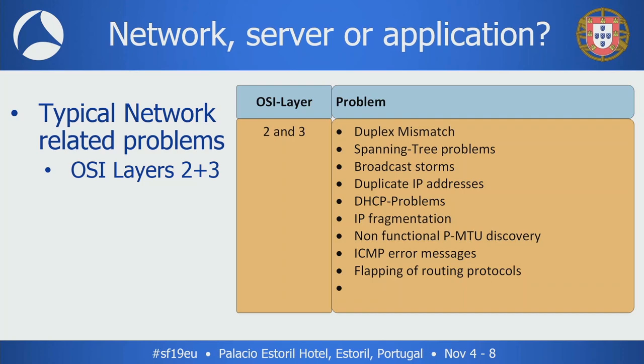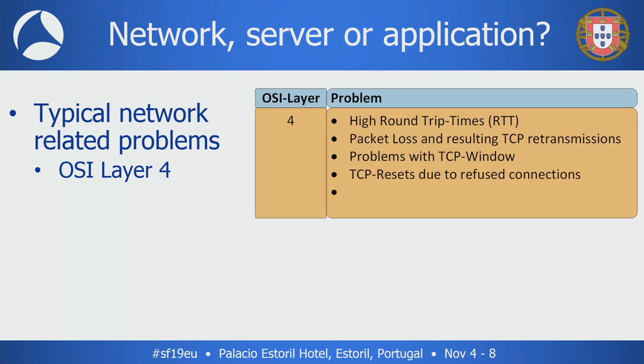Other problems, I'll leave that as a list. And maybe one, ICMP error related messages. Whenever I see ICMP, I'm curious whether it is ping or echo or anything else. So Eddie also built a filter for that to eliminate all the pings and echoes. And here my top four list actually: high round trip times beyond any limits, packet loss and resulting TCP retransmissions, problems with the throughput.